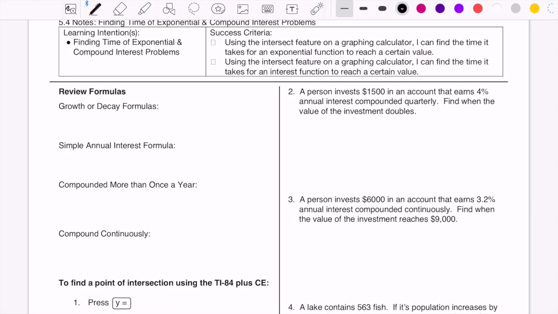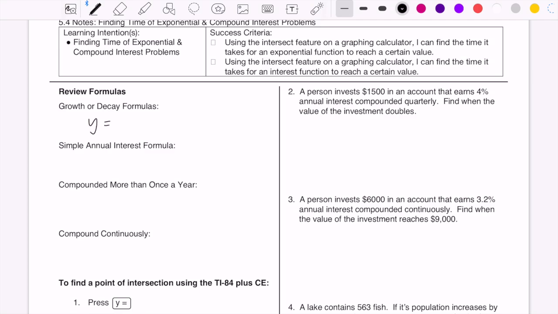Okay, this is the 5.4 notes for Math 3H. We're finding time of exponential and compound interest problems, and by the end of the lesson we'll know how to use the intersect feature in the graphing calculator to find the time it takes for an exponential function to reach a certain value and the time it takes for an interest function to reach a certain value. So let's just review some of the formulas.